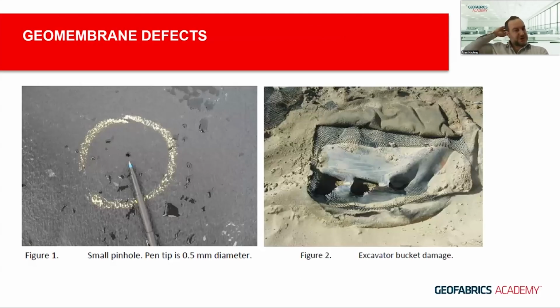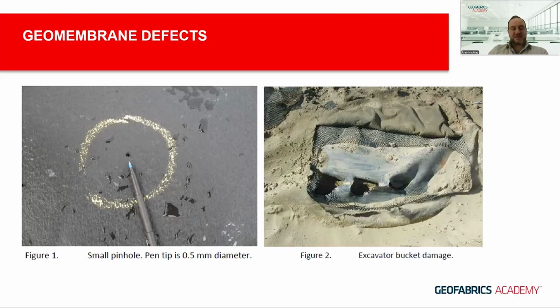Okay, so geomembrane defects. This is just two very simple examples. The one on the left is a small hole you can see in a geomembrane liner there. So you've got a pen for scale. And this would be a hole or a defect that could occur during the installation phase of the geomembrane.